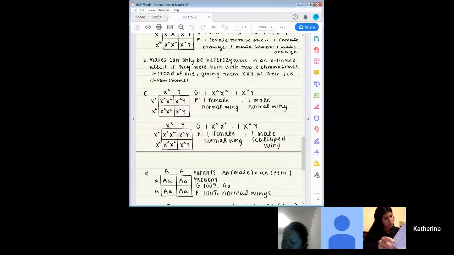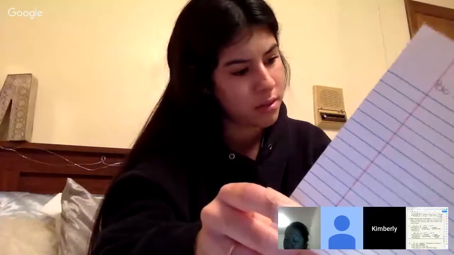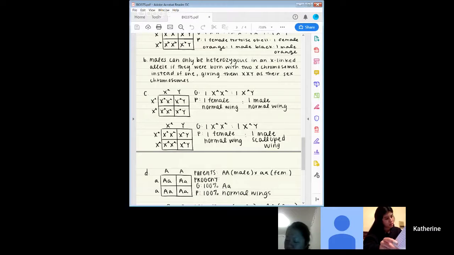Okay, so does everyone understand that question? Yeah. Okay, sounds good. Okay, in the fruit fly, a mutation produces the scalloped phenotype, irregular margins on the wings. Assume that the scalloped phenotype is the result of an X-linked recessive mutation. Indicate the genotypes and phenotypes of the progeny produced when reciprocal crosses are done.